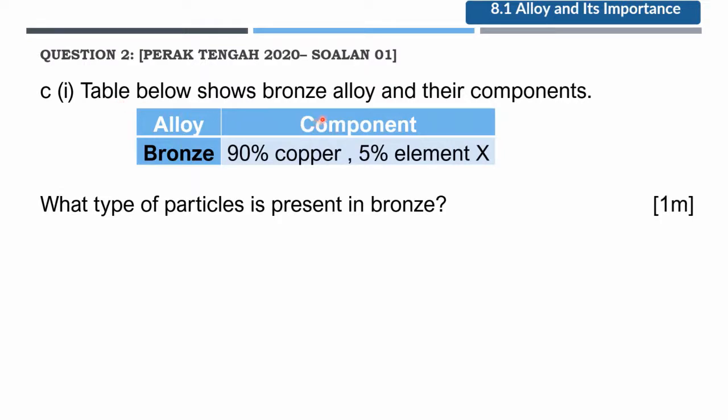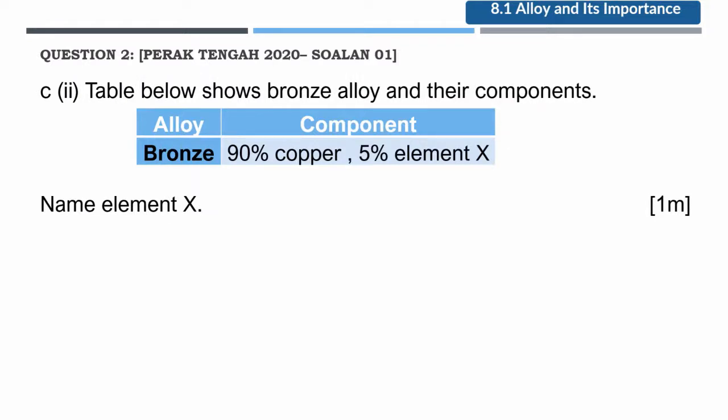The table below shows bronze alloy and its components, which are 90% copper and 5% of element S. Question: what type of particles is present in bronze? We focus on type of particle. If it is type of particle, the answer given can only be atom, molecule, or ion. Alloys are made up of metal, and metal is atom. So the answer is atom.